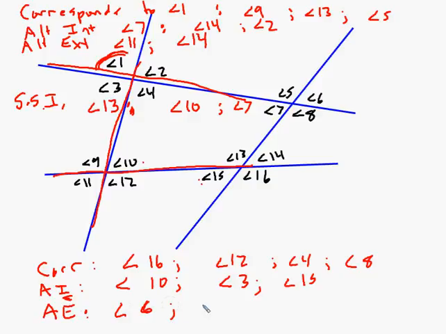Give me an alternate exterior to angle 6. Angle 14, no. Angle 14 is on an interior. Angle 15, yes. One more. Angle 3. Angle 1's not on the opposite side of 3. Angle 15. Angle 3. We already did 15. Angle 3. I got one right.